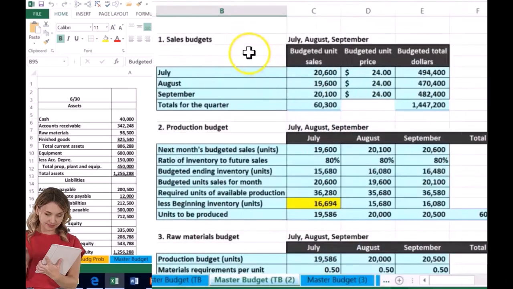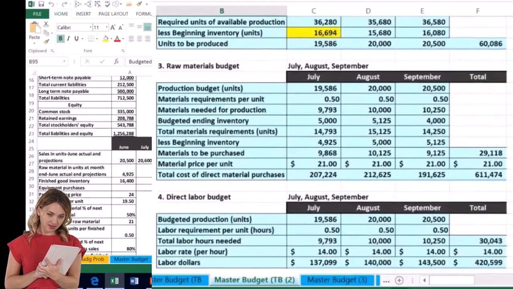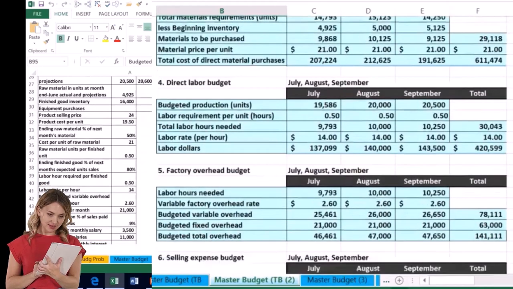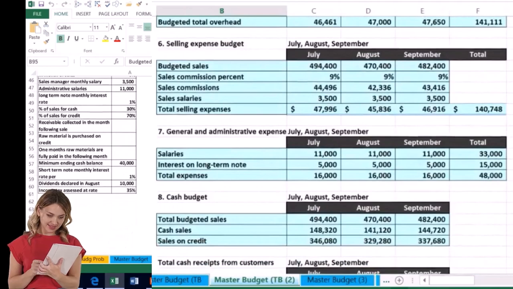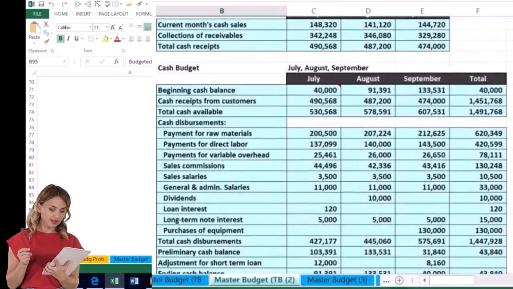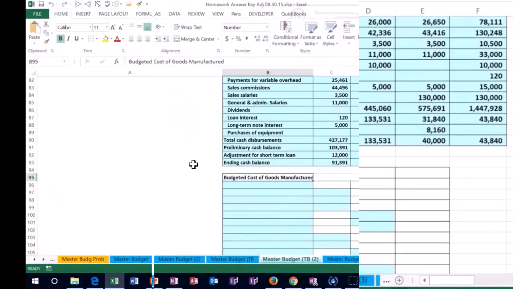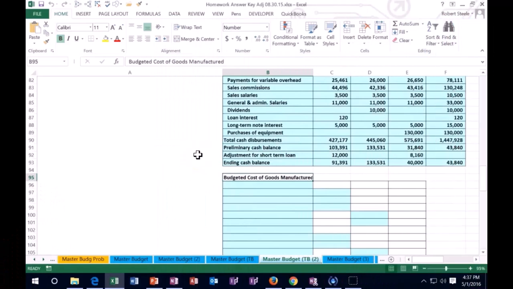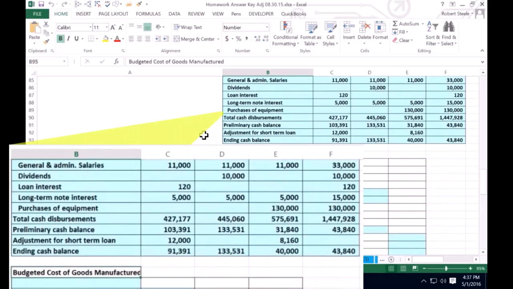Once again, we had to start off, and we do have to do these in order, with the sales budget, then the production budget, then the raw materials budget, the direct materials budget, the factory overhead budget, the selling budget, general administrative, cash type accounts, so that we could then make the cash budget. Now we're going to go on to the budget for cost of goods manufactured. Obviously, this seems like an awfully long process, but if we break it down to the pieces, it's really not so bad. When we look at it all as a whole, it could look quite intimidating.